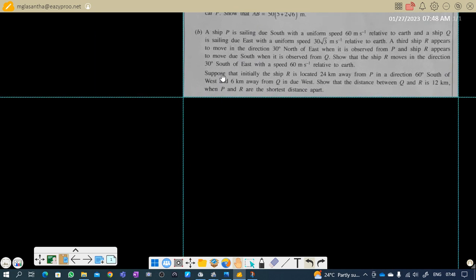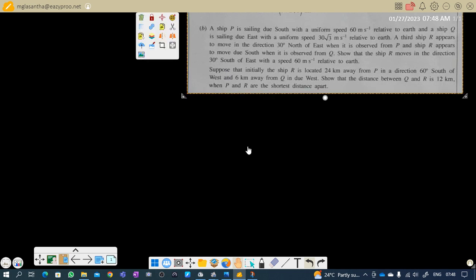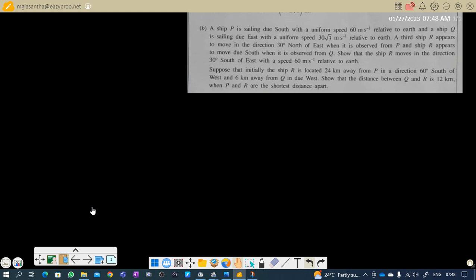Relative velocity sum, right? This time the trend of the relative velocity sum changed. It's not the previous year's pattern. That trend was changed. Last year also the trend was somewhat changed. I think next year they might continue this pattern for the sum, right?